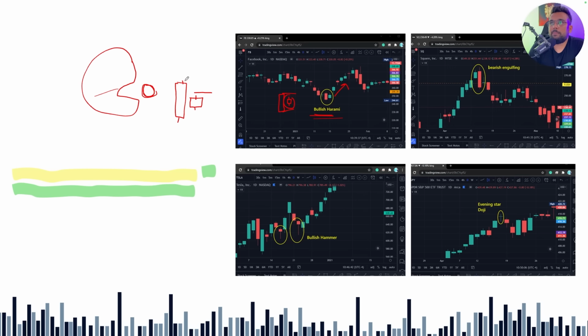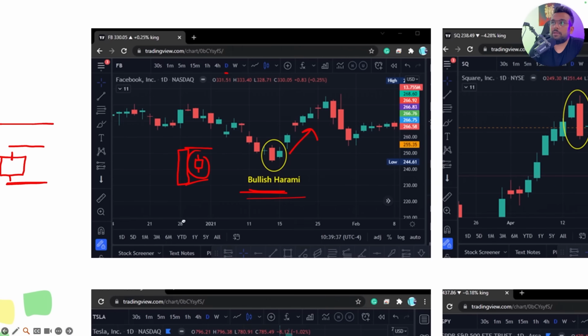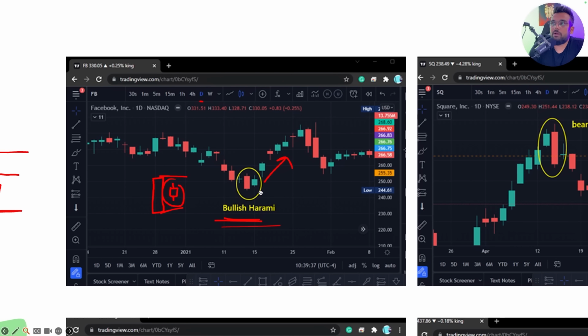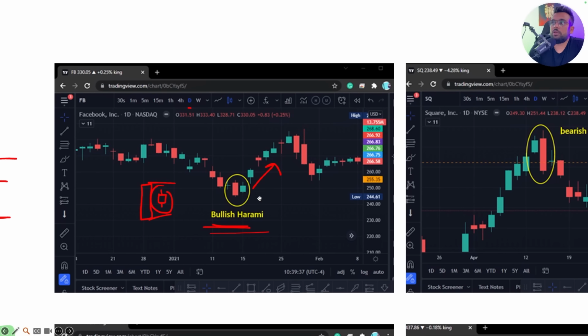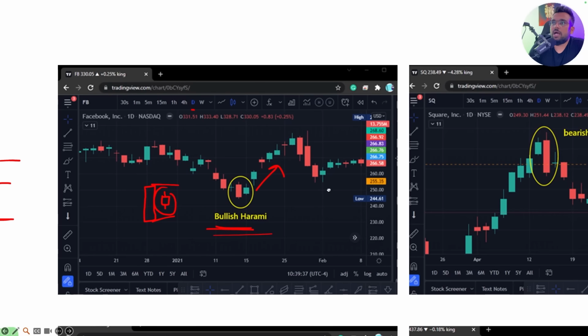If the market gapped up, I'll buy right here. Stop loss will be just below this particular candle. Okay, if this is a daily chart, that's what I'll do. All right, if you want to zoom in, let's zoom in a little bit. Boom, this is what a bullish harami looks like. It went from 250 all the way to 270 right here. This is what bullish harami candles are like.